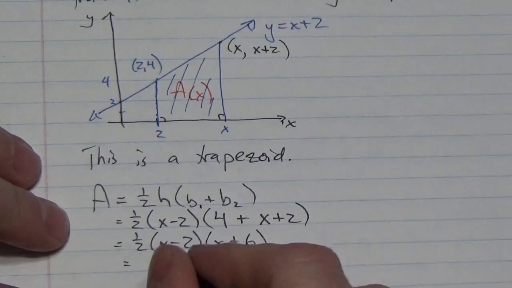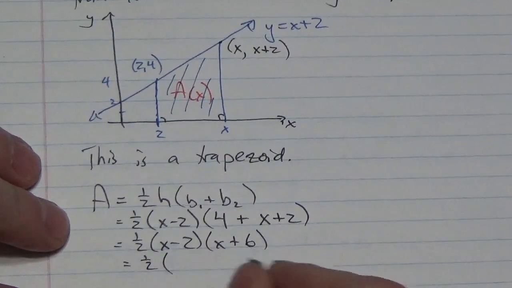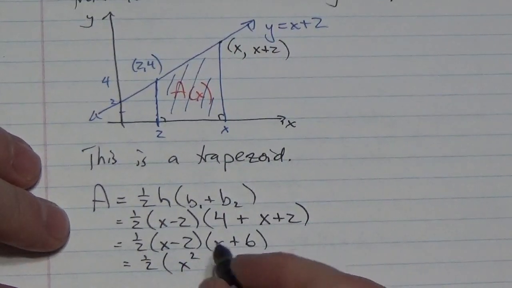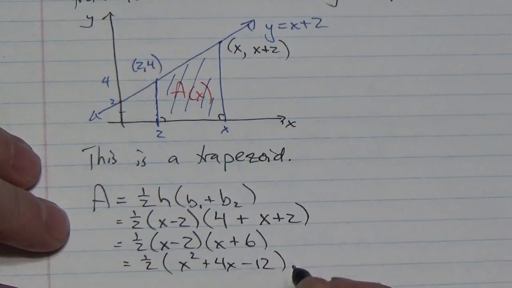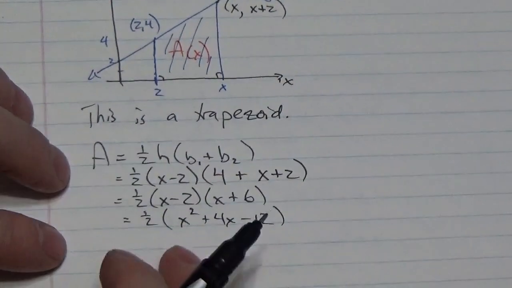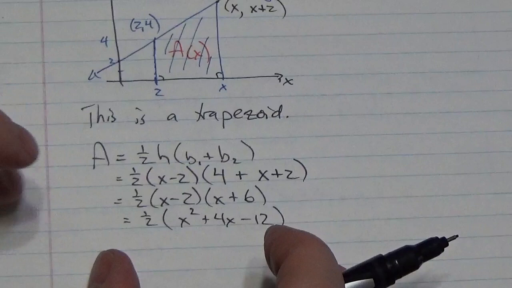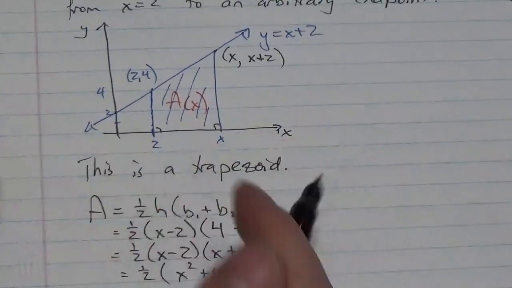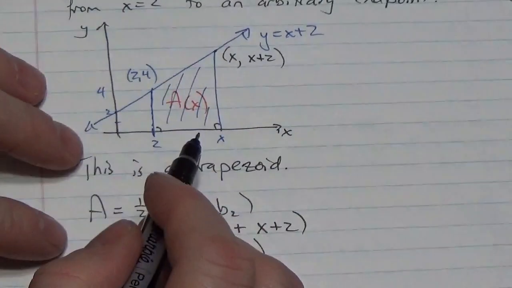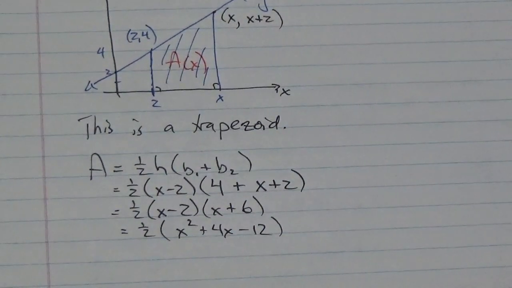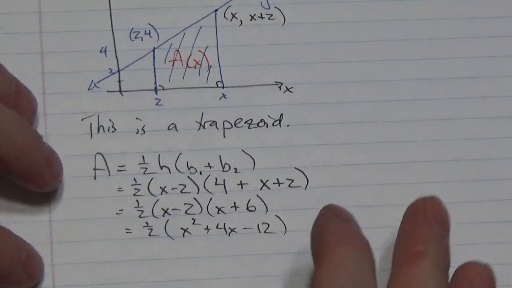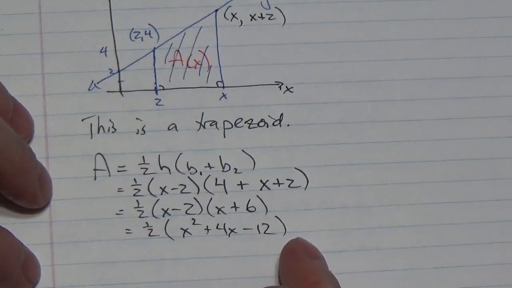And if I expand that out, I will get 1/2, and I'll just multiply this through. This is going to be x squared plus 4x minus 12. Okay? And so right here we've got a function for the area under this curve, x plus 2, as a function of x. And I didn't even have to use calculus at all. Okay? Now, so I got to my goal here. I get my function right here.